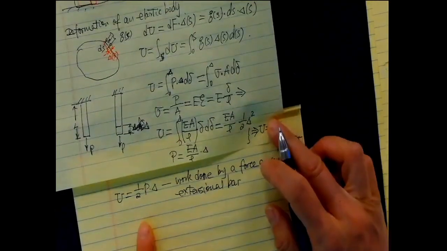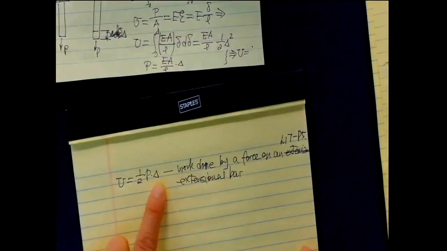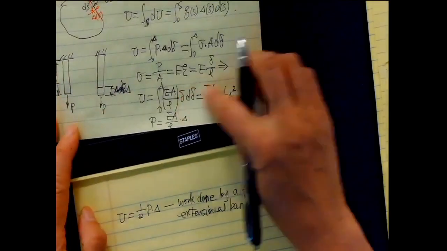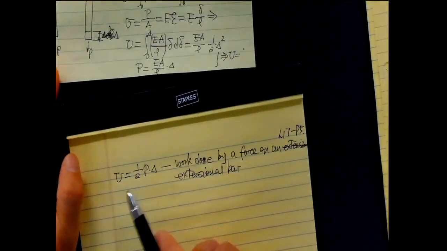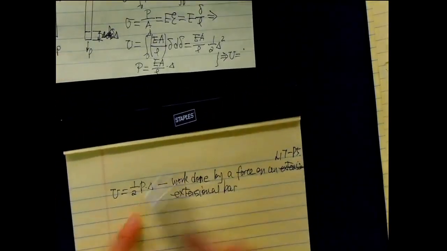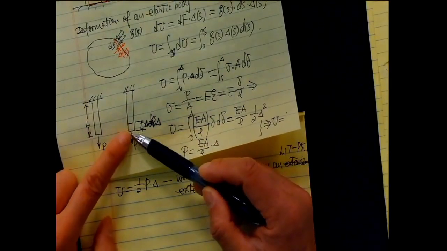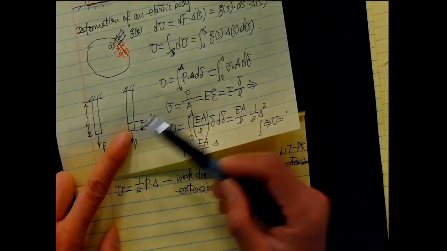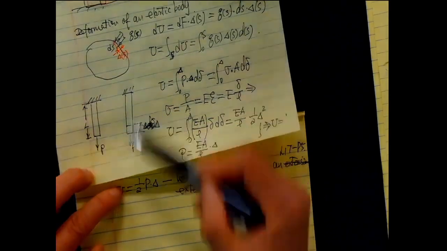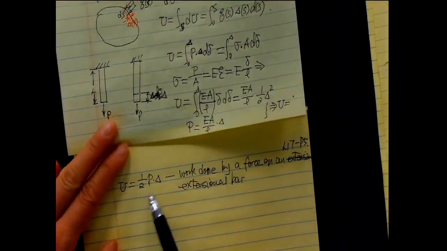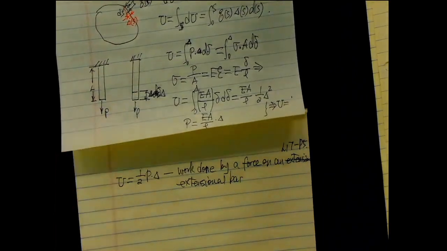So it's not P times delta, because as you stretch, it's not all of the bars that move by delta, right? So it's an increment. That's where the integration comes in, and that's where the 1/2 comes in. So basically, if you pull the end of the bar by a distance delta, the total energy, or total work you've done to the bar, is 1/2 of P times delta.